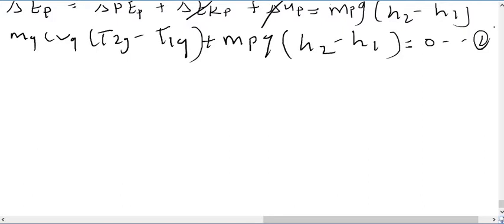Now to get equation 2, what are unknown here? The unknown here is H2 and theta 2. We have everything, but we don't have the H2, that is the final state. H2 and theta 2. So to get H2 and theta 2, we need another equation. We cannot solve one equation and get two unknowns. So we need another equation. So to get another equation, we consider the force balance.